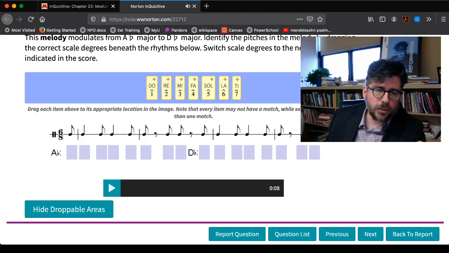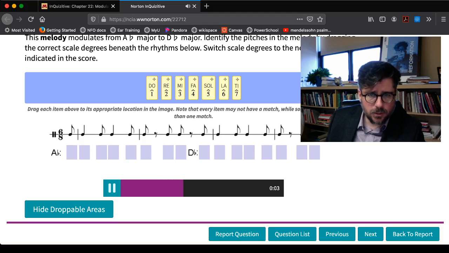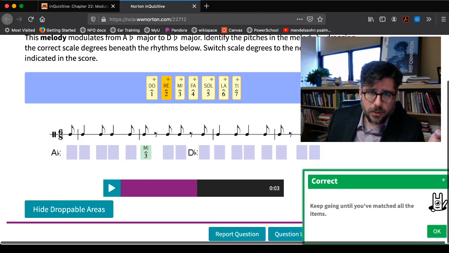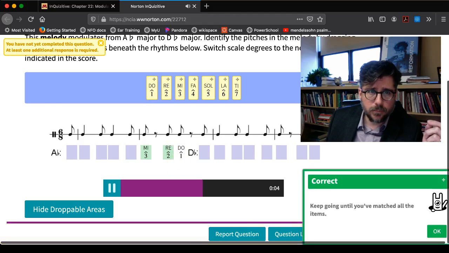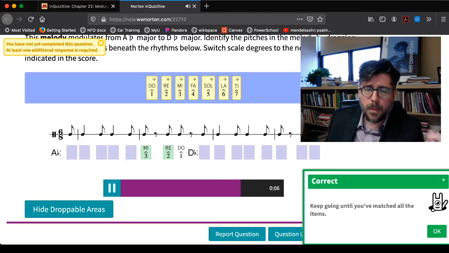Now this one's interesting to me because I think both these melodies sound the same. I've just changed keys. Listen again. Do you hear a strong mi, re, do at the end of that? I do. And then what? Mi, re, do.